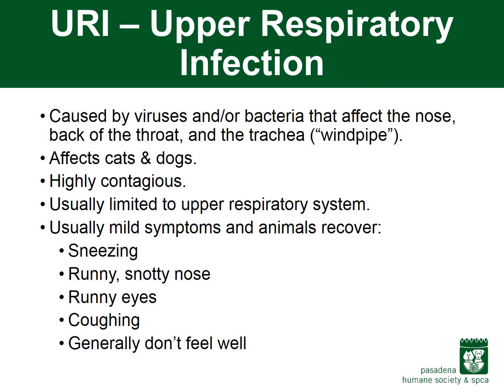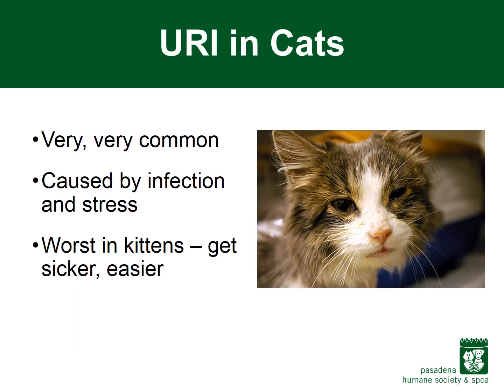Sometimes it can get worse and turn into something different, but normally they're pretty mild. Again, URI is very, very common. We see it mostly in cats and in dogs as well, but in cats it's caused by infection or stress. And so, going back to one of our first slides, all of the animals coming in are stressed out. They're in a new environment, a different environment than they've ever been in, and they're stressed out. And so that's why a lot of the cats here do get the URI.